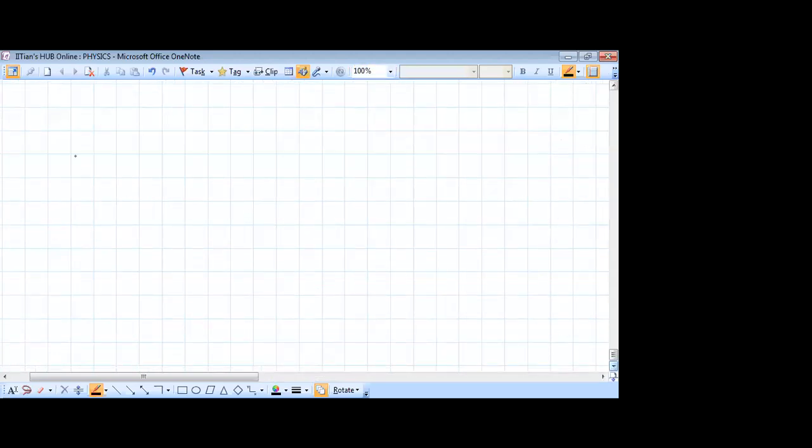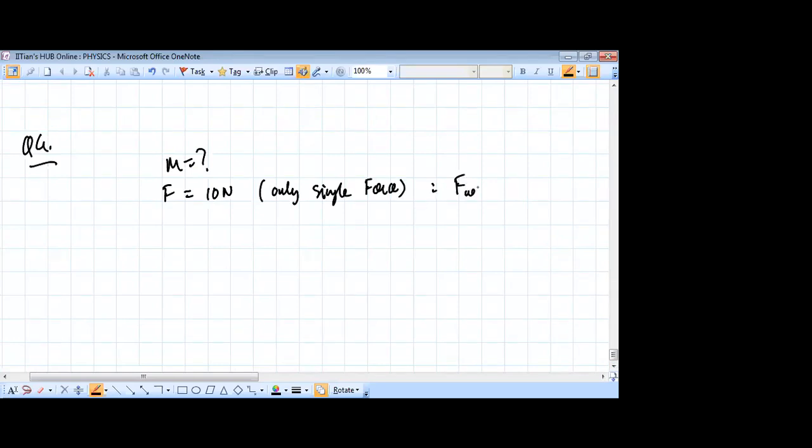So realize most of these questions are pretty simple actually. Just take some time to get used to them. So question 4 says a single force of 10 Newton acts on a particle of mass m. Particle starts from rest and travels. So mass of the particle is unknown, but the force of 10 Newtons acts. Only the single force acts on it. That means that net force is only F. So that means the acceleration of the body should be F by m. So it should be 10 by m.